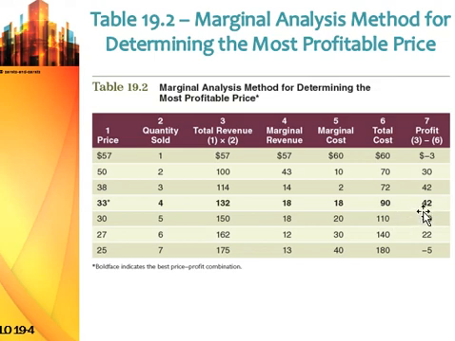is 42 at the price level of $33, where marginal revenue 18 equals marginal cost. At $38, your profit is also 42, but you're selling fewer goods. All right, so between $33 and $38 is your price according to this analysis.